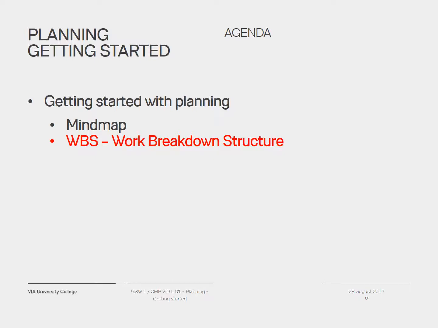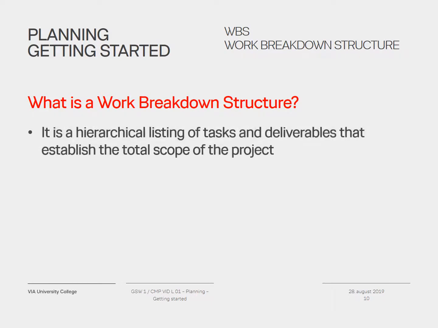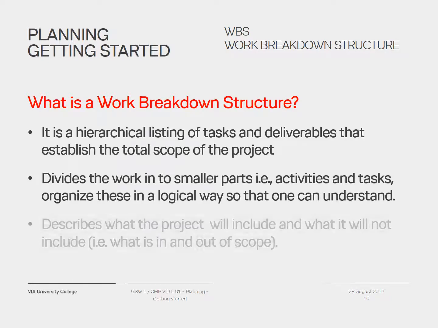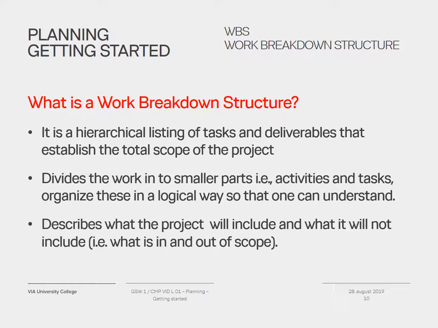We call that the work breakdown structure. It's a hierarchical listing of tasks and deliverables that establish the total scope of the project. It divides the work into smaller parts, activities and tasks, and organizes these in a logical way so that you can understand the project. In the end, the work breakdown structure defines what the project consists of, meaning what is part of the scope and what is not part of the scope.